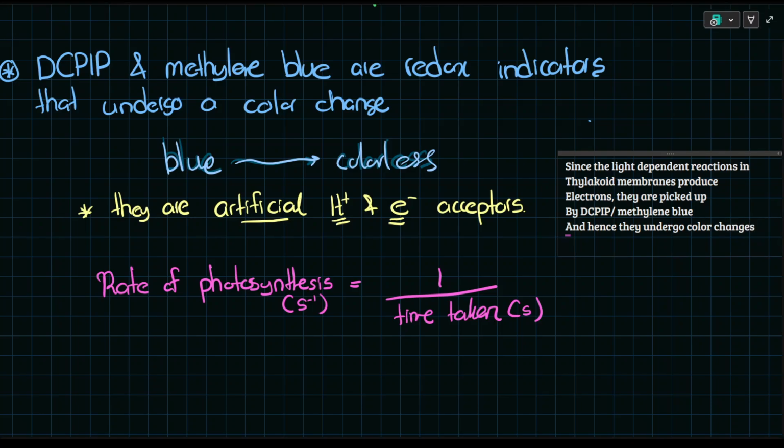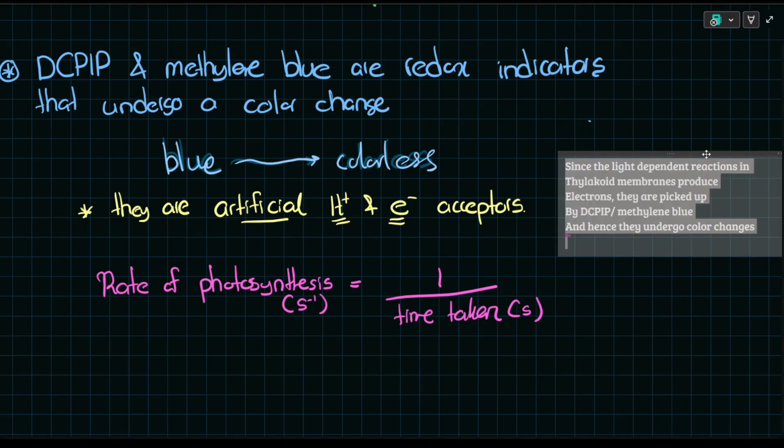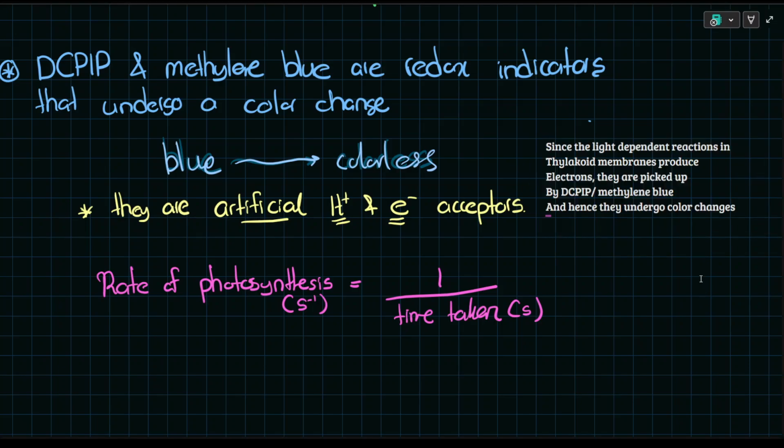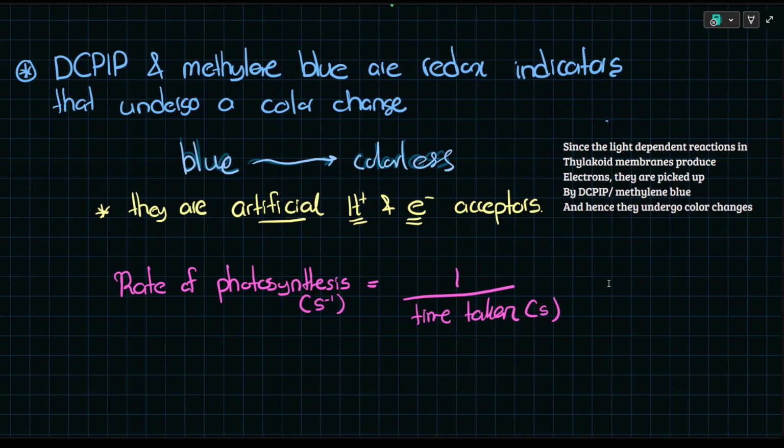So simply speaking, what are we doing? We are treating this DCPIP and methylene blue as indicators in this case. Once we treat them as indicators, we can use them to calculate the rate of photosynthesis, the rate of this particular reaction, or the rate of any other reaction which involves H pluses and electrons, E minus.